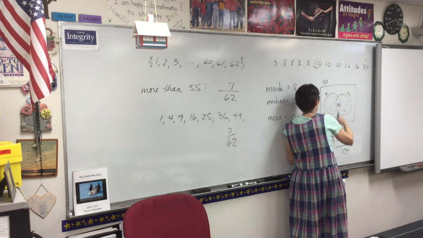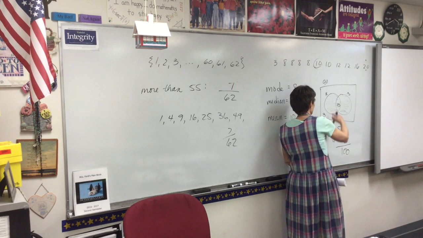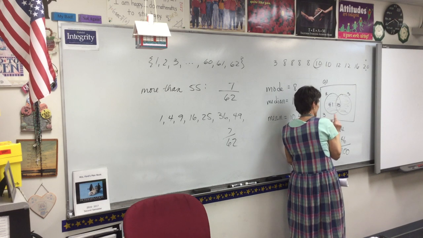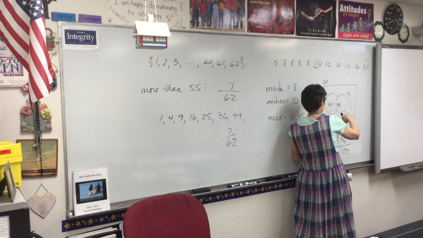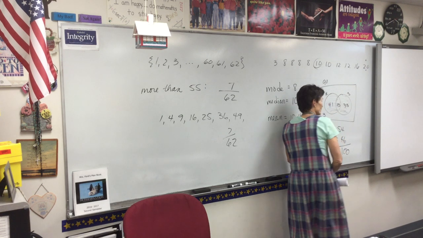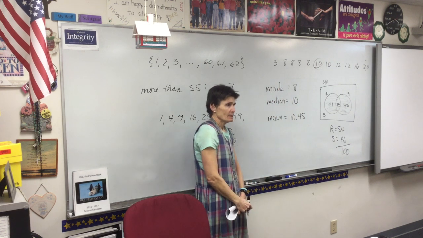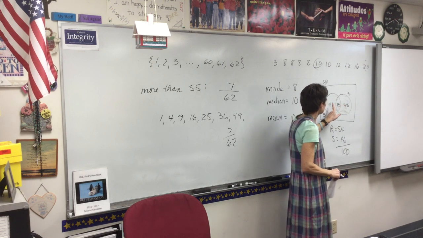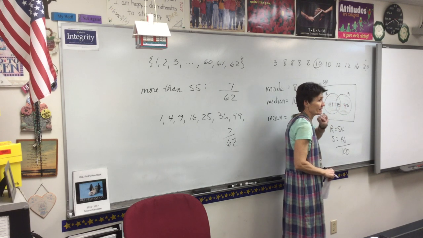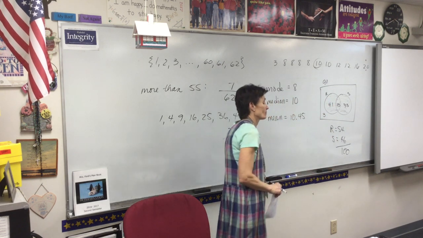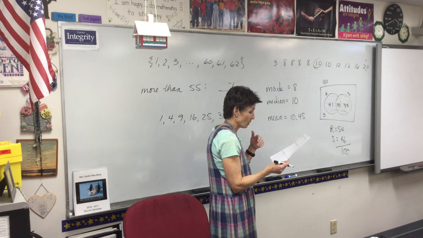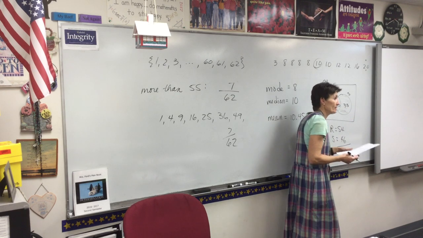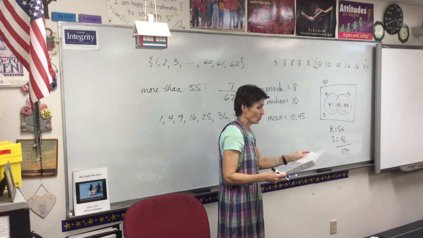Since the whole running ball was 54, then this has to be 41. Watch my arithmetic. And this, since the whole skipping ball was 46, this has to be 33. Now, to double check myself, what should happen if I add 33, 13, 41, 3? I better get 90. So now I can answer whatever question they want to know, which is how many only skip? 33 students only skip.